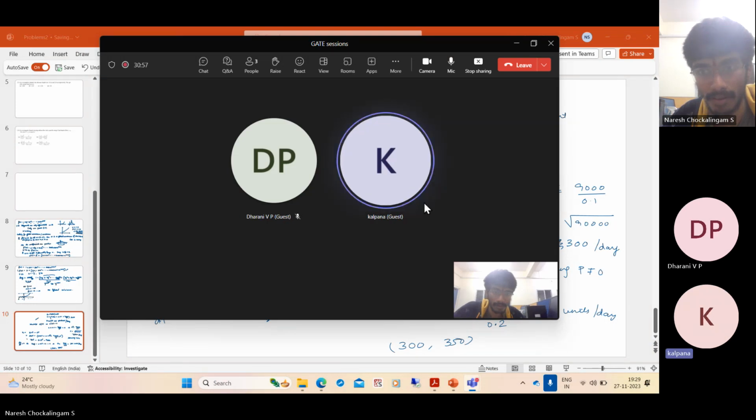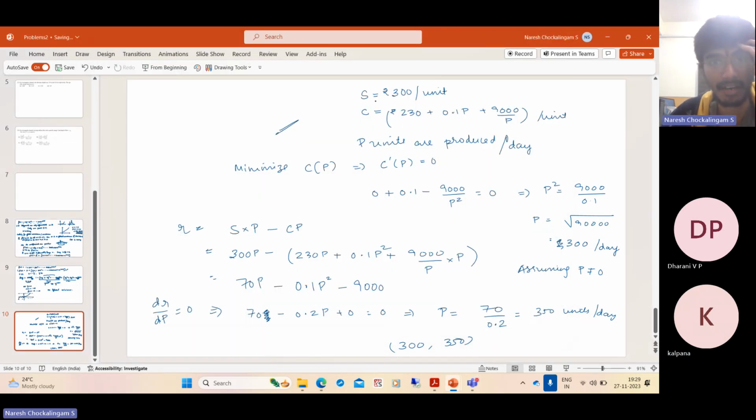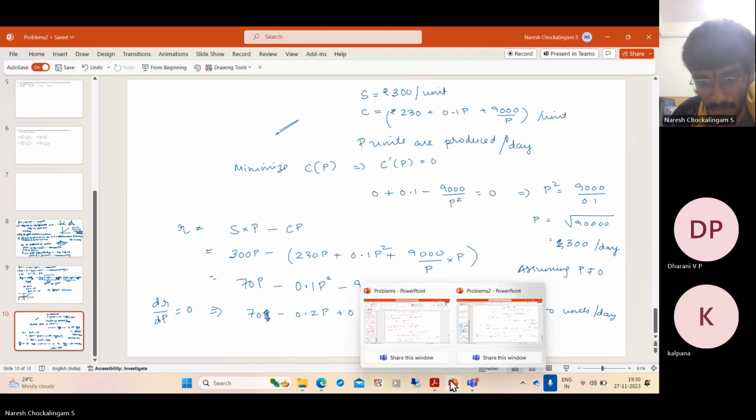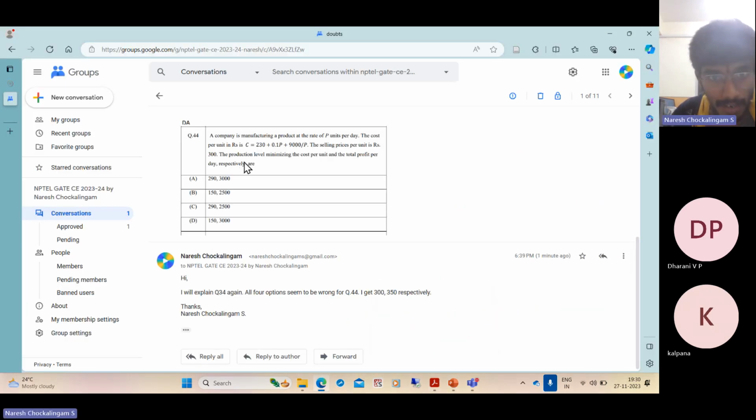I did not understand how to proceed with this. Oh, okay. So this is how we do it. They have given the selling price of the product per unit, which is what 1 unit of the product is sold at. Cost of the product is the cost involved in manufacturing 1 unit of the product. So first part is easy. They ask for the production level minimizing the cost per unit.